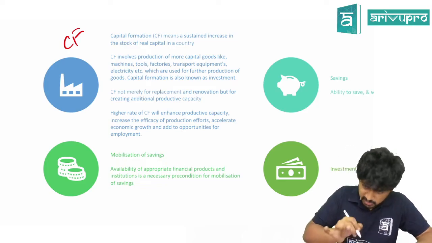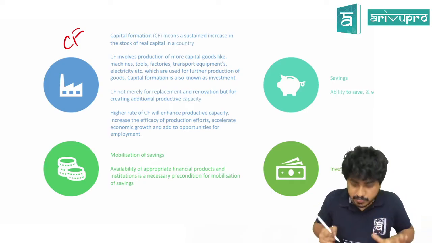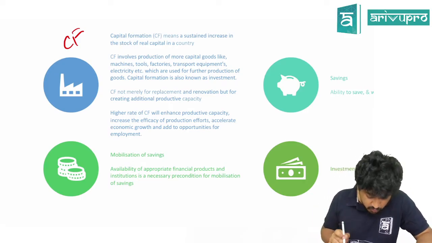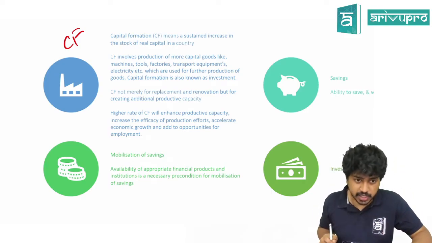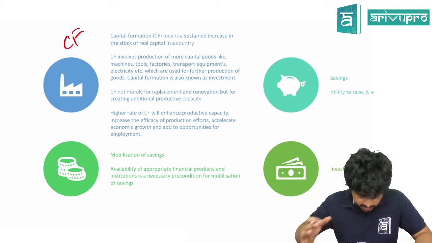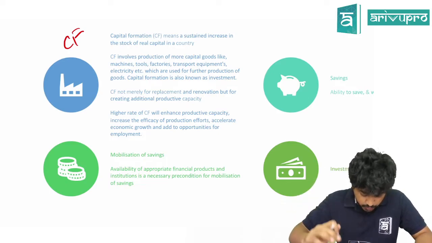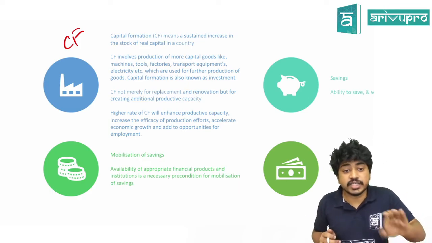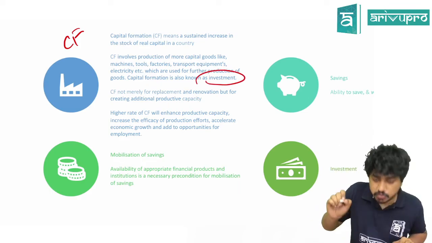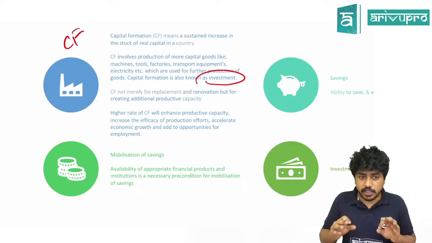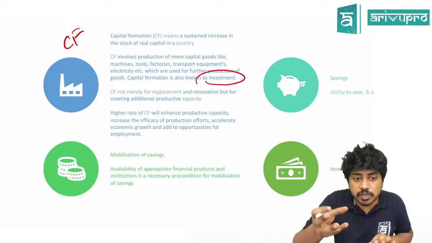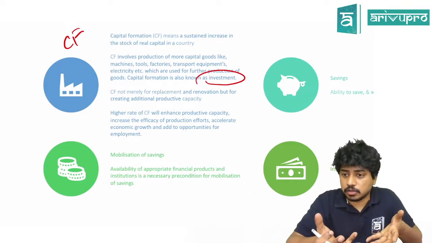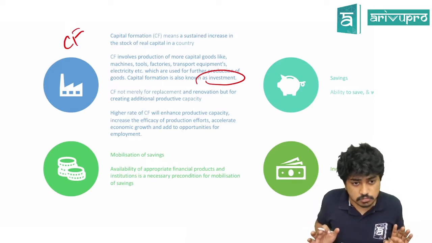This is a very complicated definition. We'll simplify it in the second one. CF involves production of more capital goods like machines, tools, factories, which can be used for further production. CF is also known as investment. Basically, capital formation means what? More capital. That's all. Are we clear?